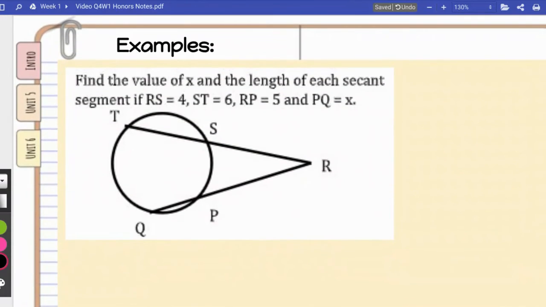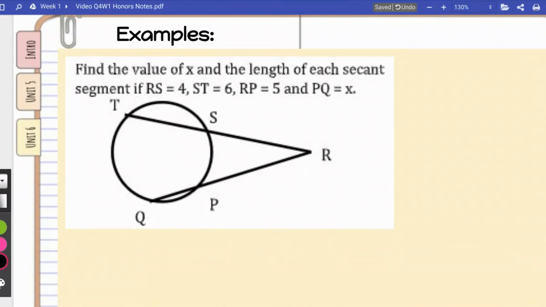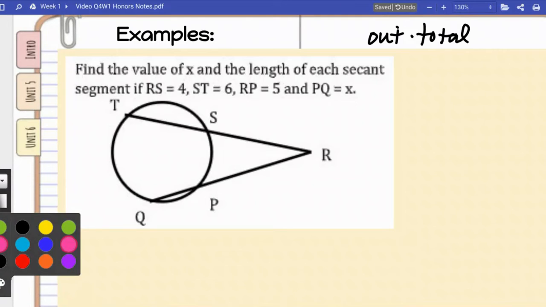On the next example, we have two secant lines. So the rule is going to be outside times total. So let's label what we got. R to S is 4. S to T is 6. P to R is 5. And P to Q is X.